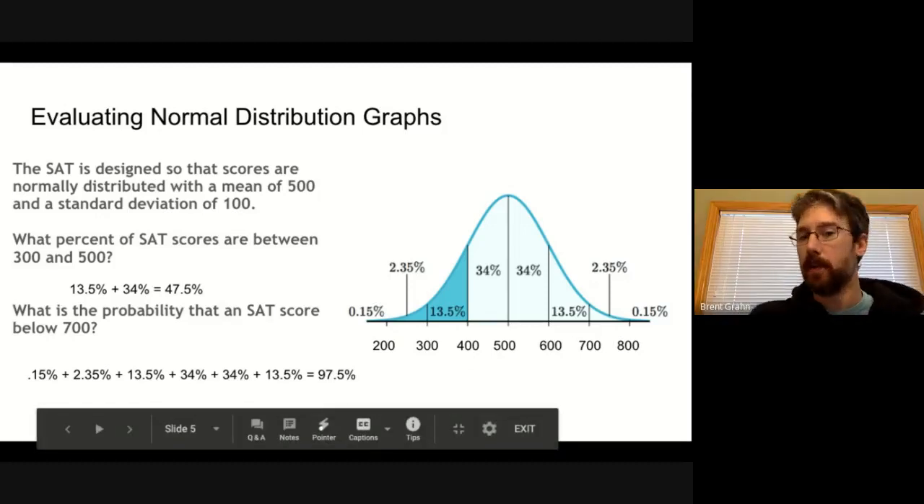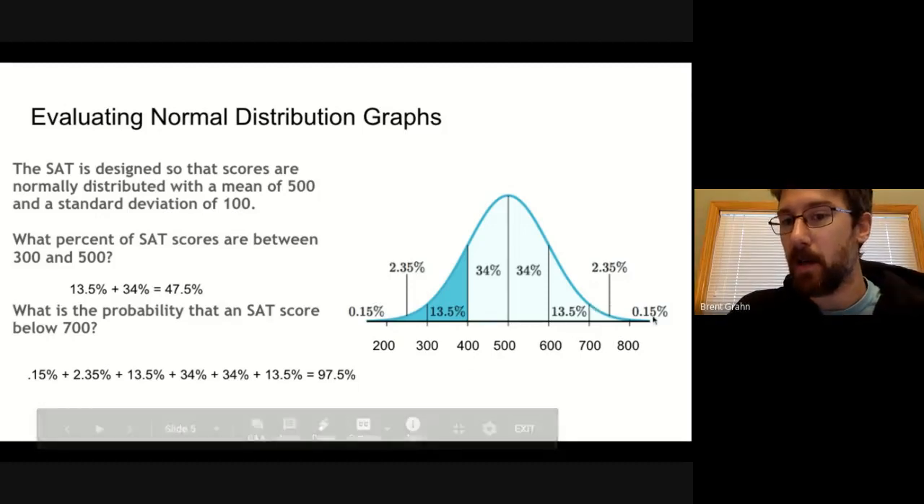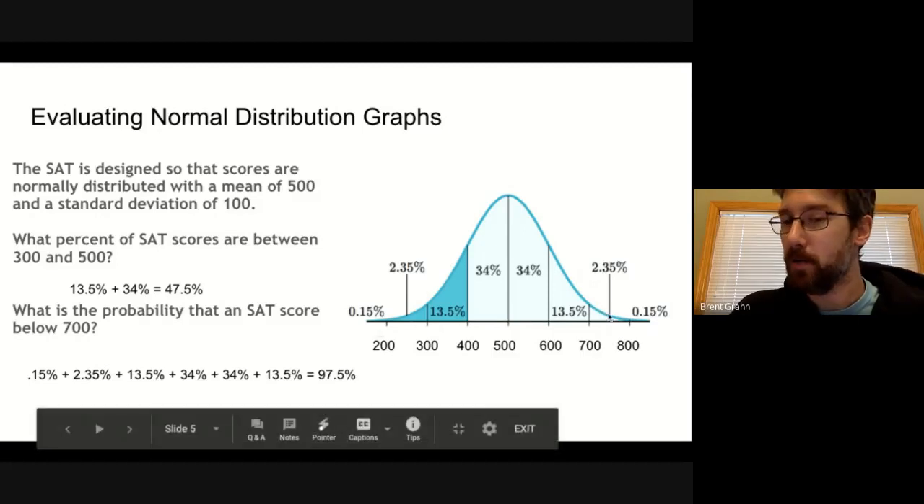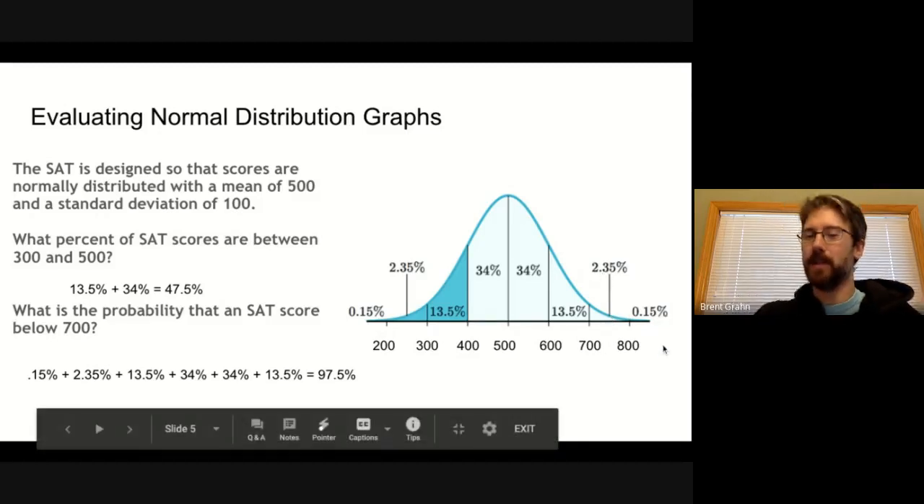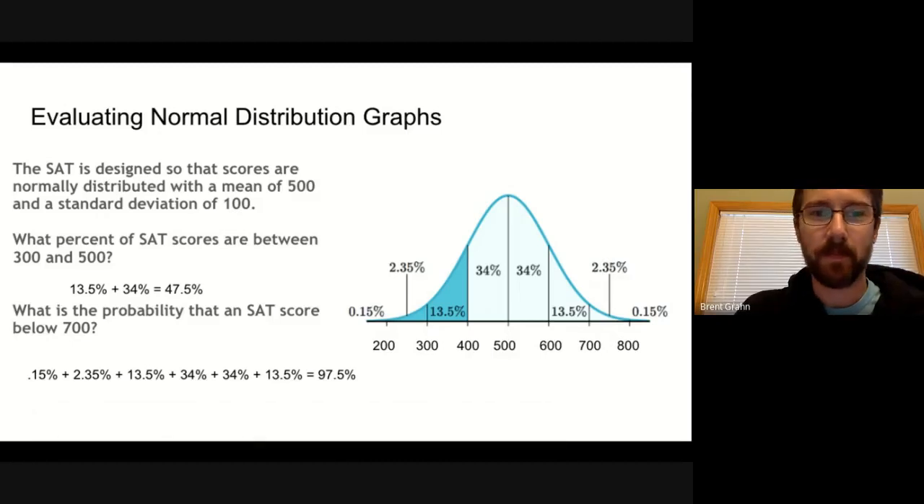Now, if you're clever on this, you could actually say all of these are going to add up to 100%. So we could use, you guessed it, the complement and do 100% minus this one and this one, and you still get 97.5. Okay.